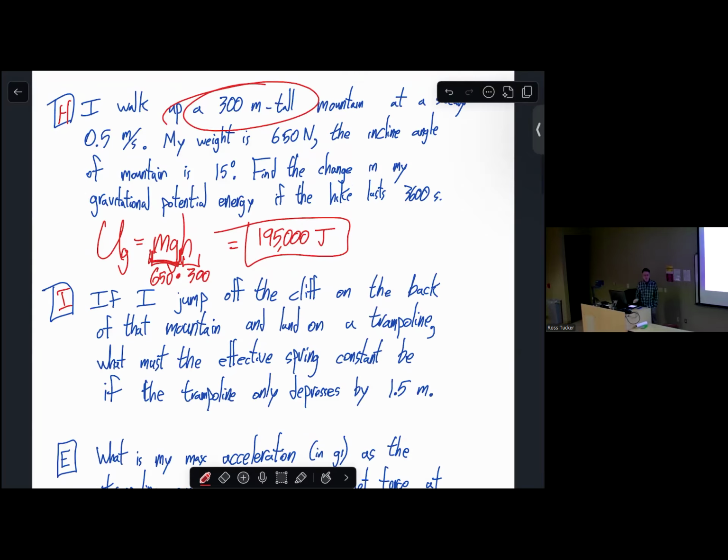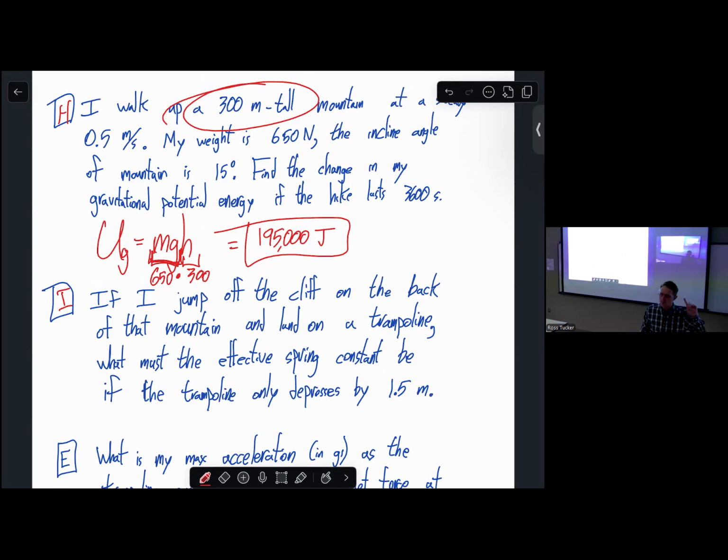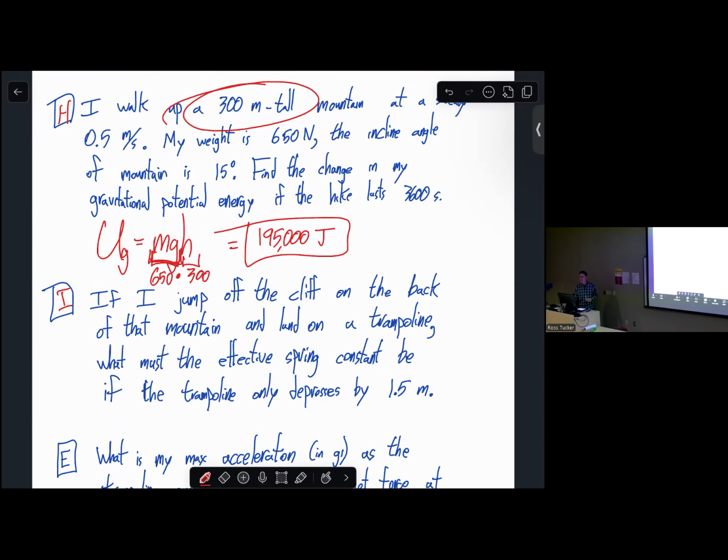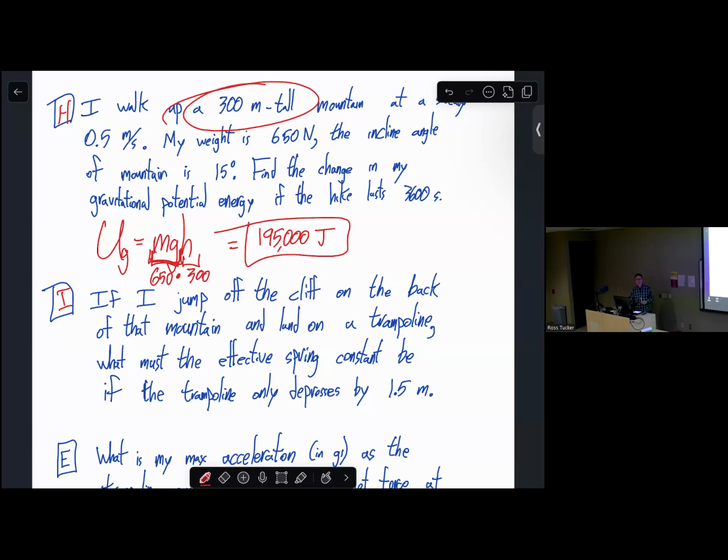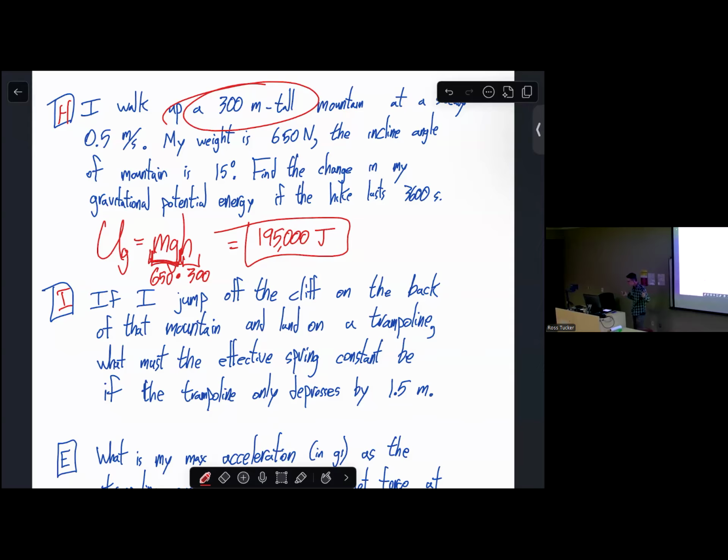Okay, now for part two, we have to apply the principles of energy in addition to just plugging in. What form or forms of energy do I start with at the top of the mountain? I hope you realize that at the top of a very high thing, I have gravitational potential energy. Also, I just calculated that gravitational potential energy. Am I moving at the highest point? No, I just stepped off the cliff. Gravity has had no time to accelerate me. So I have no kinetic energy at the beginning. Do I have spring energy at the beginning? No. So my initial energy is purely 195,000 gravitational potential.